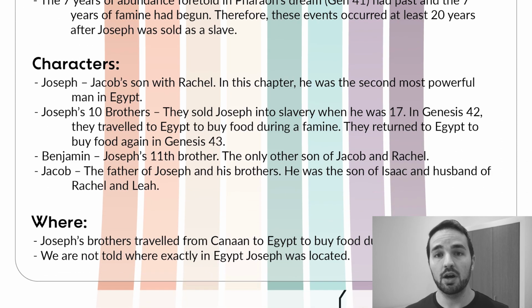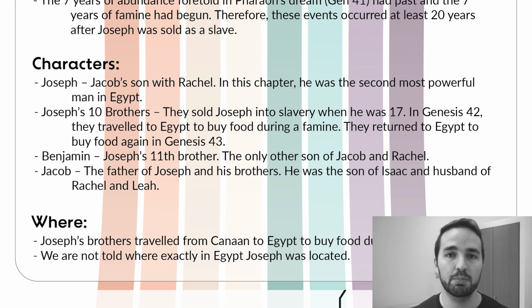Once again, he's the governor of Egypt. He's a very, very powerful man. He was the son of Jacob and Rachel. We've then got Joseph's 10 brothers. They were the ones who had sold Joseph into slavery 20 plus years before this. And they had come to Egypt and met Joseph, although they weren't aware of it, back in chapter 42. Now they've got to come back to Egypt to buy more food in chapter 43.